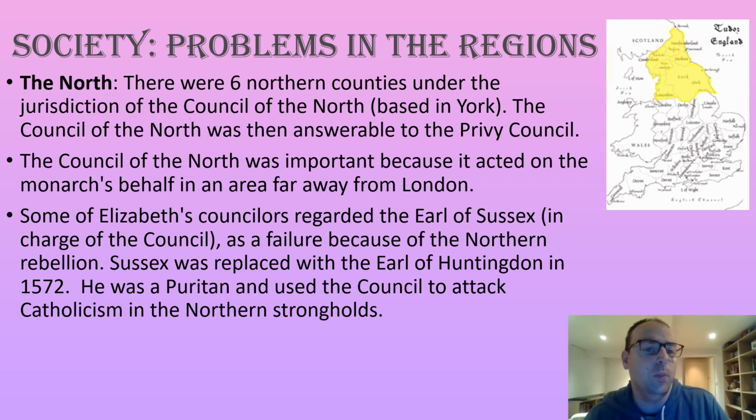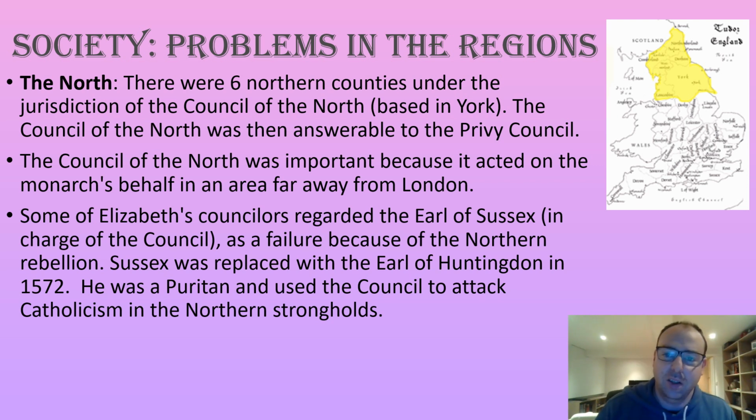In the north, more generally, you had the six northern counties under the jurisdiction of the Council of the North, based in York. The Council of the North was then answerable to the Privy Council. The Council of the North was important because it acted on the monarch's behalf in an area far away from London. Some of Elizabeth's councillors regarded the Earl of Sussex, who was in charge of the council, as a failure because of the Northern Rebellion.